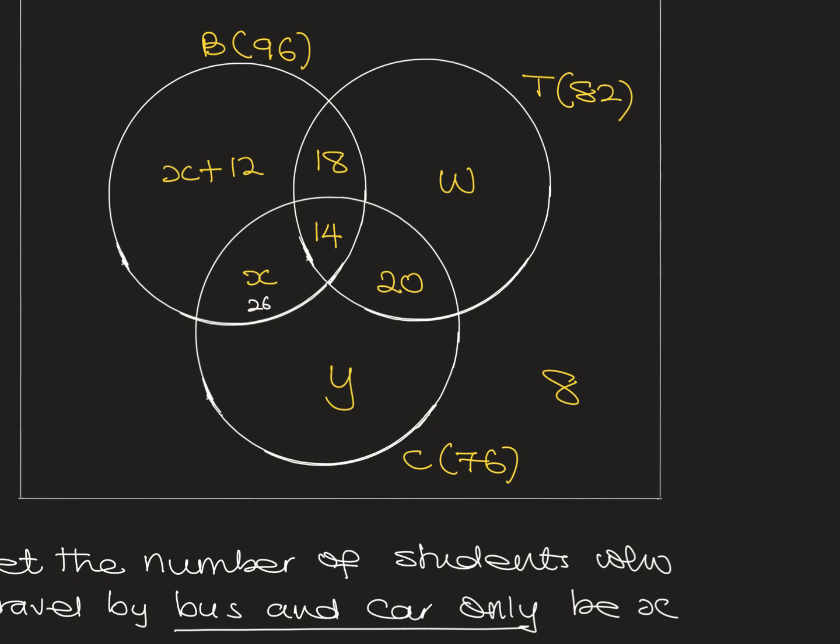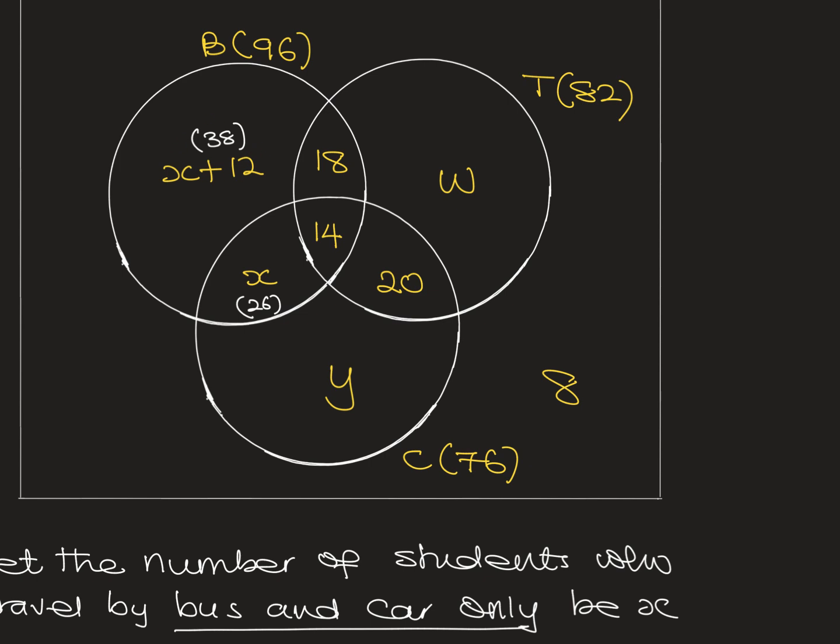So 26 students were traveling by bus and car only. Okay, bus and car only is 26 students. So what would be for bus only? Since we know x, bus only will be 26 plus 12, right? And what is 26 plus 12? That will be 38. So 38 students were traveling with bus only.